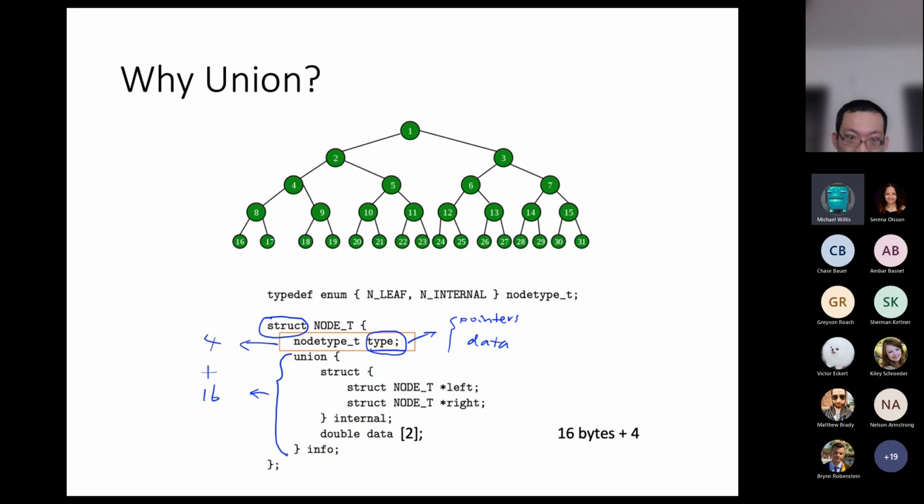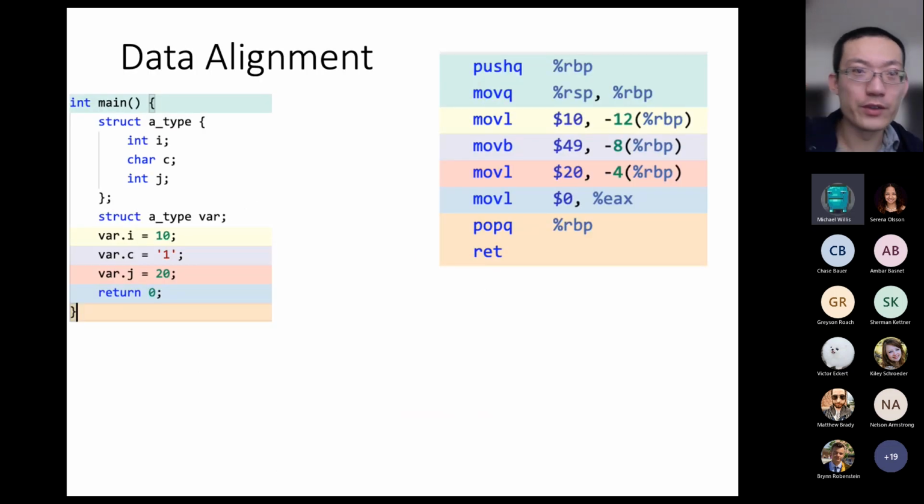That means if you feed this node to a function, the function can check the type part and decide whether it should be interpreted as pointers or interpreted as data. So that's a good thing about union.